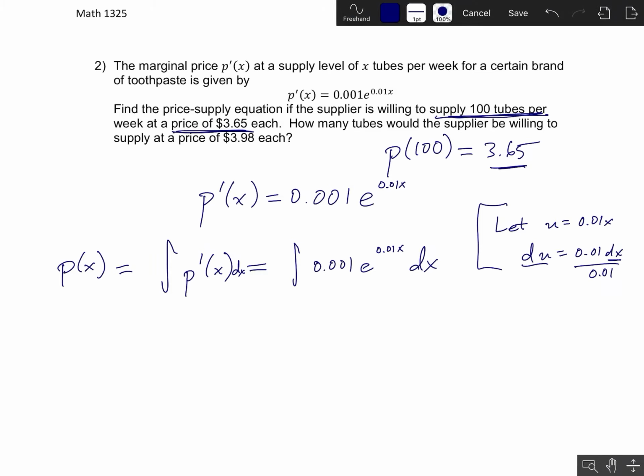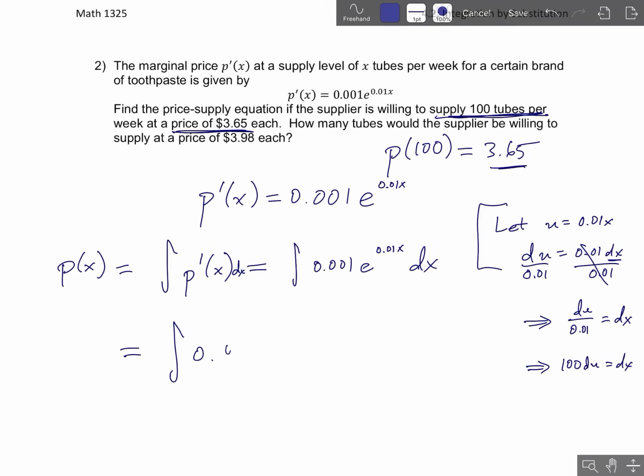So we can divide both sides by 0.01, and we would end up getting the equation that du divided by 0.01 is equal to dx. Or if you'd like, division by 0.01 is the same thing as multiplying by 100. So you could also write this equation as 100 du equals dx. So all of those are equivalent.